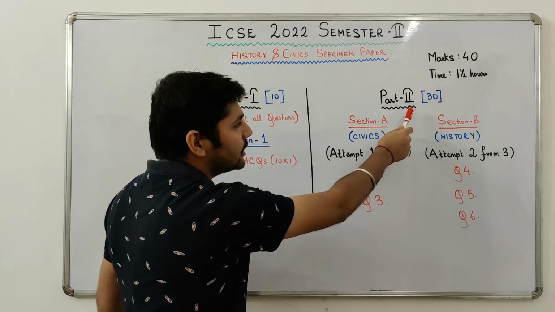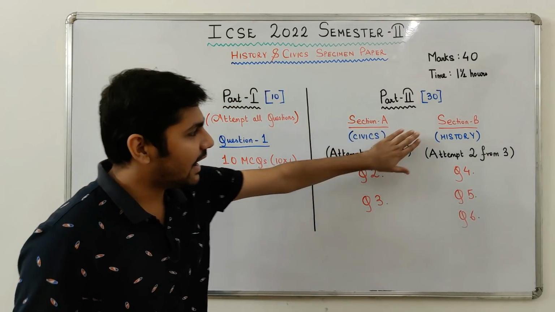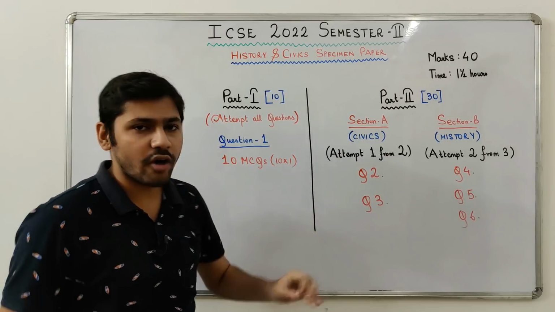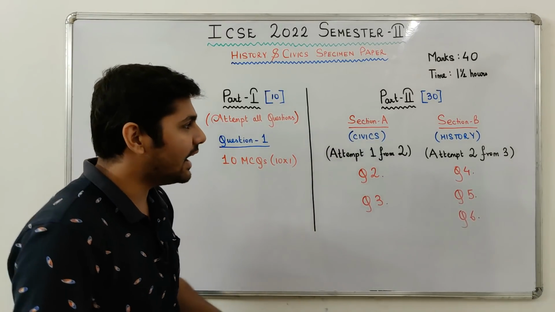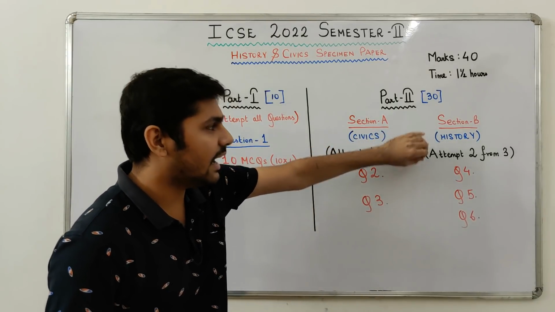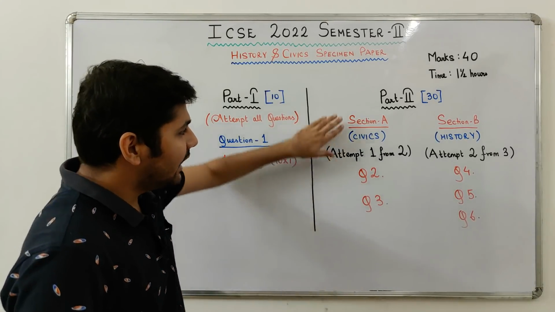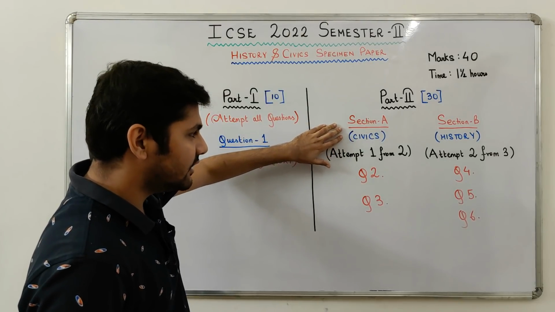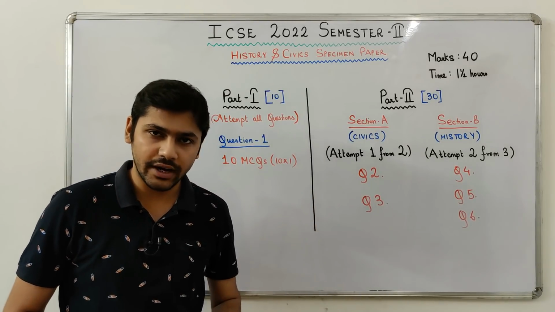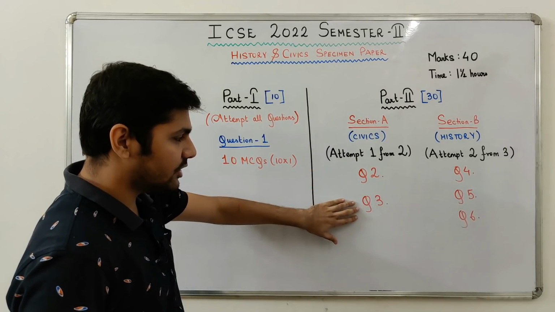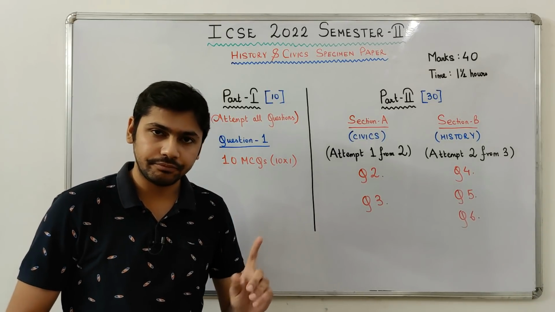Moving on to part 2. Part 2 is of 30 marks and contains two sections, Section A and Section B. Section A is of civics, I mean all the questions from Section A will be from civics. And Section B is from history, that means all the questions of Section B will be from history. In Section A, you will have to attempt any one question from the two questions that you get. You will get question 2 and question 3. Out of these two questions, you will have to attempt any one.